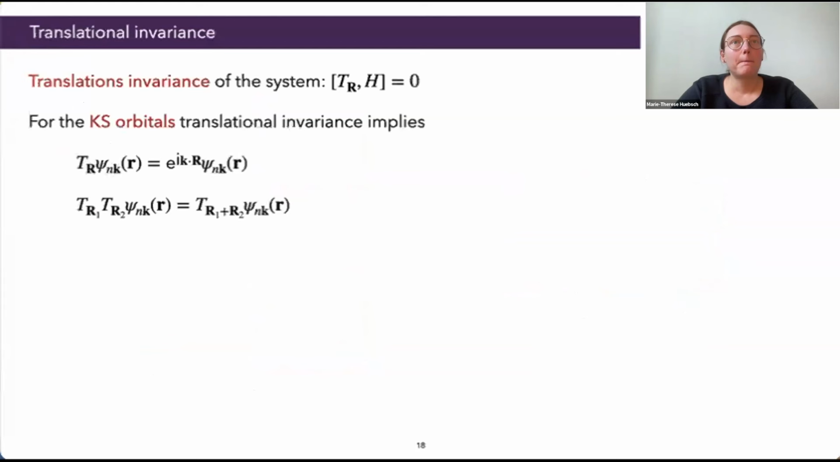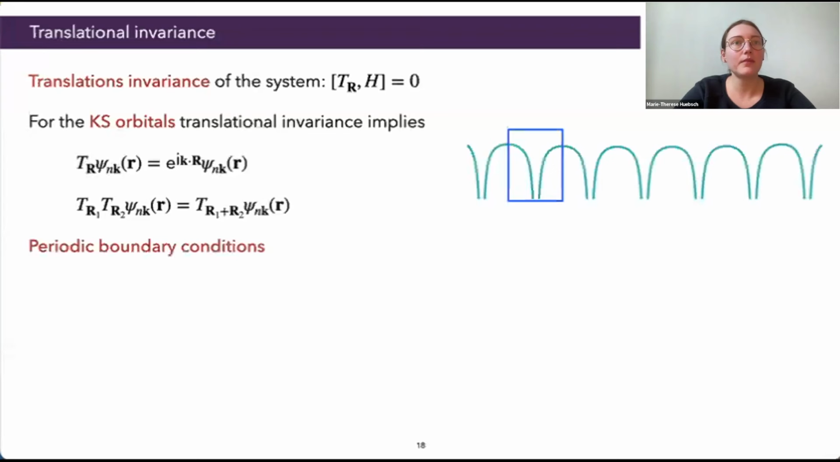Let's continue with translational invariance. Formally, the translational invariance can be written as a translational operator that commutes with the Hamiltonian. For the Kohn-Sham orbitals, this implies that each translation can only add a phase factor, and performing two consecutive translations should yield the sum of the individual translations. With this translational invariance in a periodic potential, it is most convenient to use periodic boundary conditions. And the figure illustrates this.